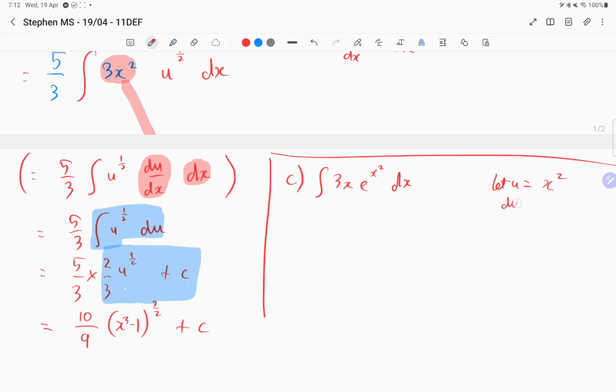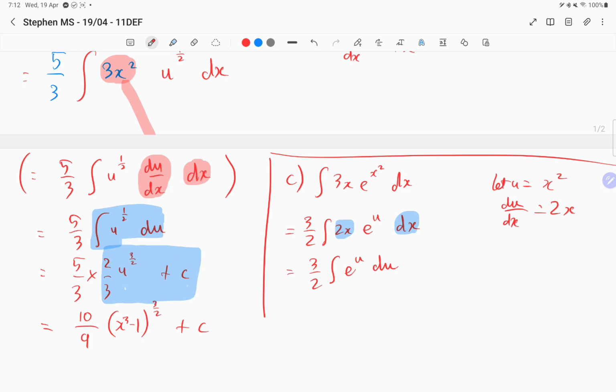So then du over dx would be 2x. Then we want 2x, but this is 3x, so that will be 3 on 2, and then 2x times e power u dx. See the pattern now? Now this is du over dx, and this is dx. So then the next line, you can just simplify it. That will be antiderive of e power u du.